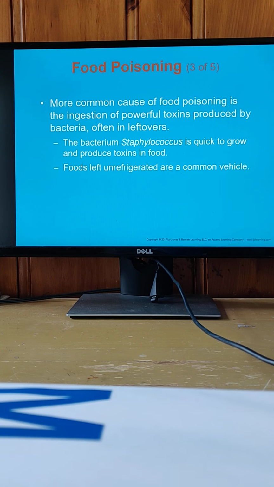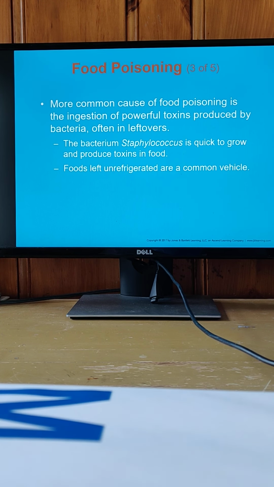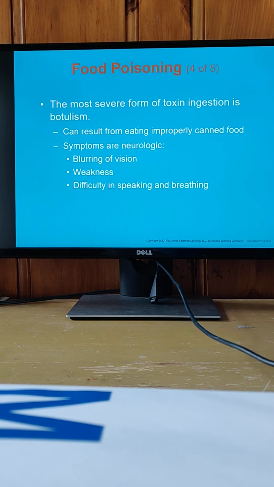A more common cause of food poisoning is the ingestion of powerful toxins produced by bacteria, often in leftovers. The bacterium Staphylococcus is quick to grow and produce food toxins in food. Foods left unrefrigerated are common vehicles, or common ways of getting food poisoning.